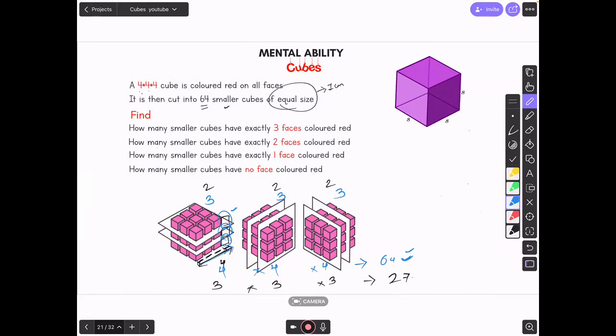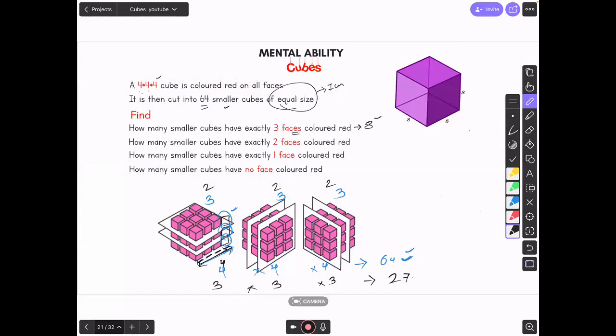Now I ask you a question. Out of these 64, how many are 3 faces colored red? Where do you get 3 faces colored red? At the corner. Whether it is a 3 centimeter or a 4 centimeter cube, how many corners will there be? 8. So 3 faces colored red will always be 8.